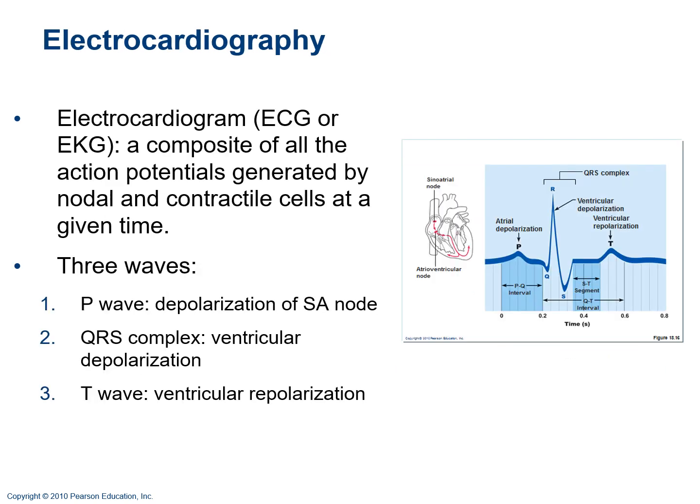An electrocardiogram, with the abbreviation either ECG for the American spelling or the EKG for the international spelling, is a composite of all the action potentials generated by both the nodal cells, right, the SA node down to the Purkinje fibers, as well as the contractile cells at a given time. And this results in three waves. A P wave, which corresponds to depolarization or activation of the SA node, the QRS complex, which corresponds to ventricular depolarization, and the T wave, which represents ventricular repolarization.